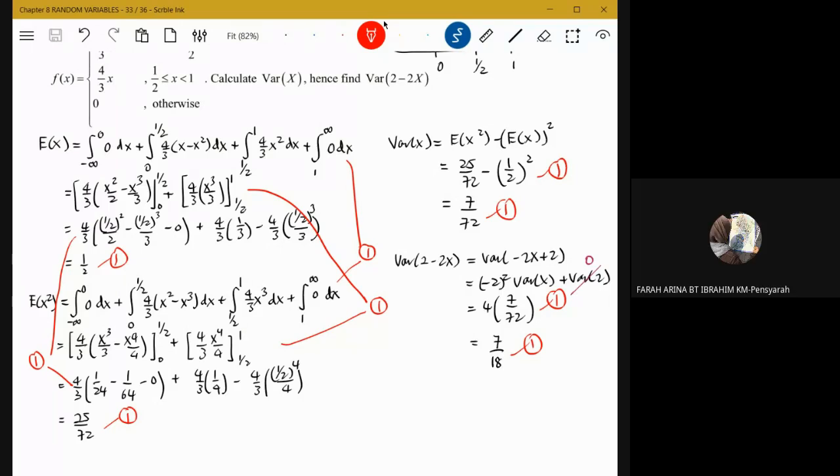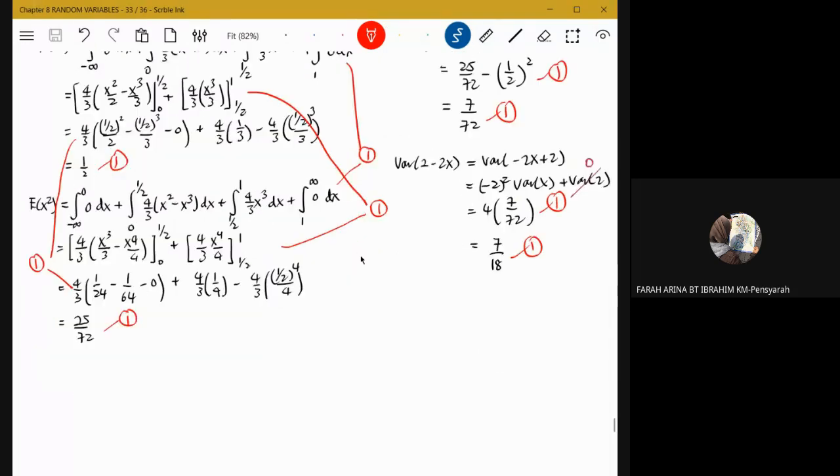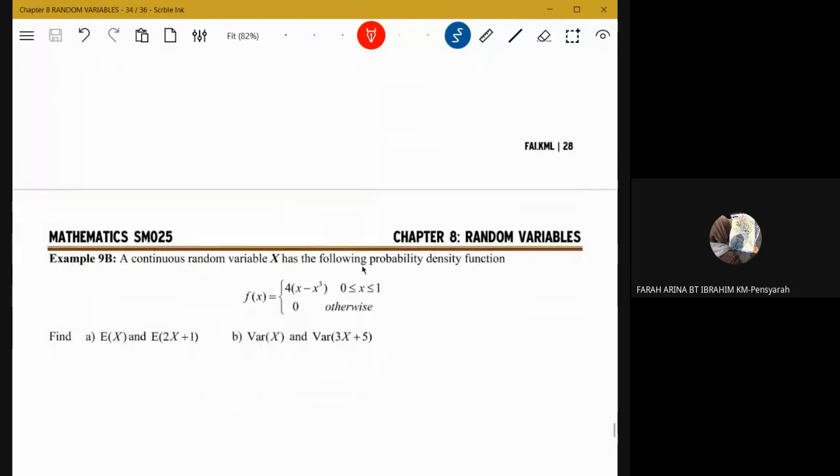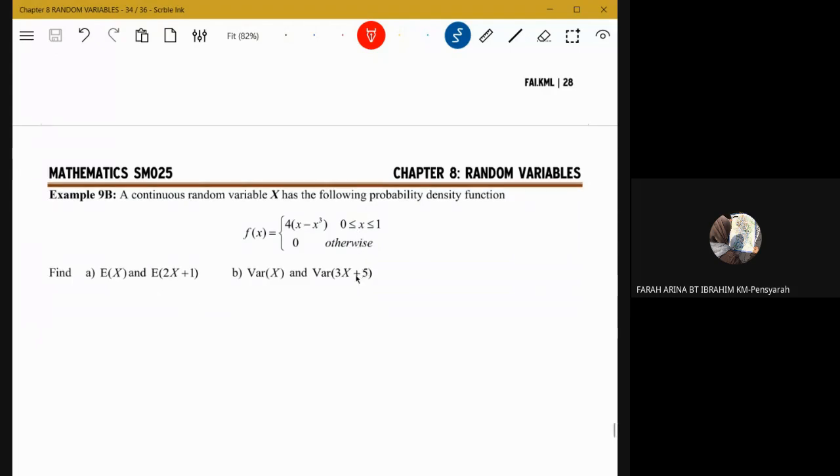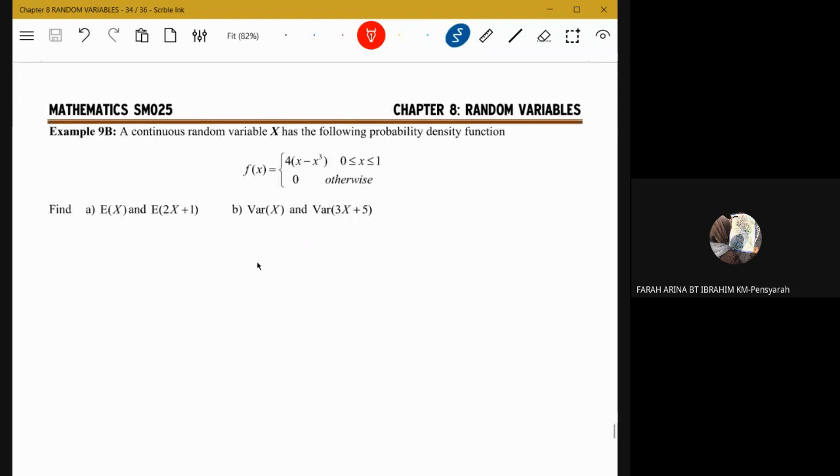Now we proceed with the last two example, 9B and 9C. So 9B, where we have it the same pattern, we have to find the EX, we have to find the variance. Okay, so this one quite simple since we have only one function. So kalau kita buat timeline dulu, we can have 0 to 1, 4x minus x cubed, 0 here, 0 here. Okay, so part A, we have to find the EX.